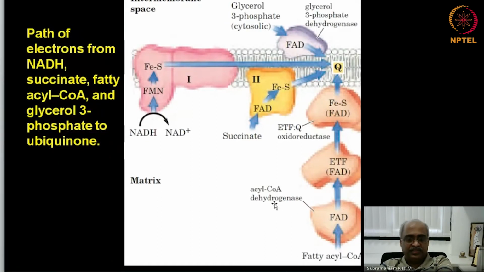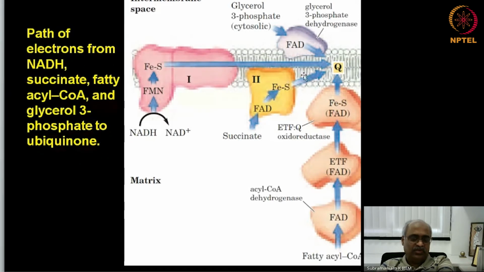This is the first enzyme of fatty acid breakdown, acyl-CoA dehydrogenase. That is an FAD-containing enzyme that transfers electrons to the intermediate electron transfer protein, ETF, which is also an FAD-containing protein. That then transfers to ETF-ubiquinone oxidoreductase. This is an iron-sulphur protein, which transfers from ETF to the ubiquinone. So these three protein complexes ultimately transfer the electrons abstracted from fatty acid oxidation to ubiquinone. So now we have seen four routes by which electrons from substrate oxidation are transferred to ubiquinone in the inner membrane of mitochondria. Now we'll follow the journey of electrons from ubiquinone.